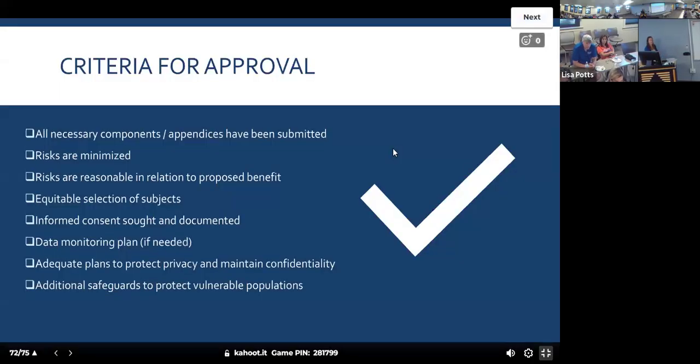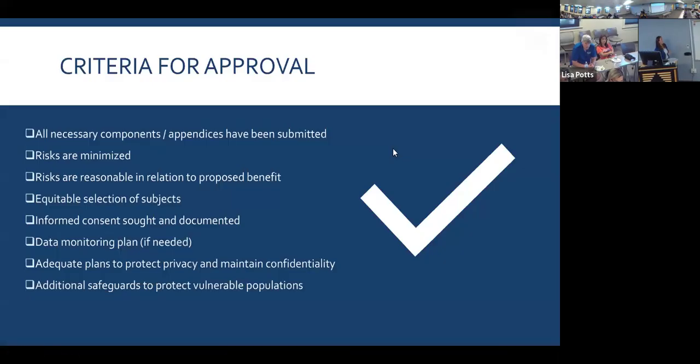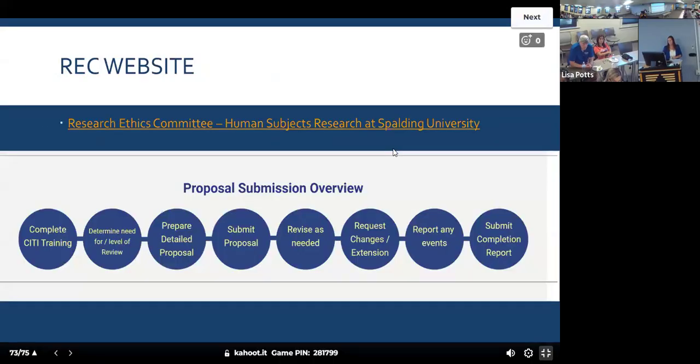We did REC member training, and this was part of our checklist that we're all going to be using to look at for approval. So these are all the things that we have covered today. And this is just showing you our website, going through all those steps again.